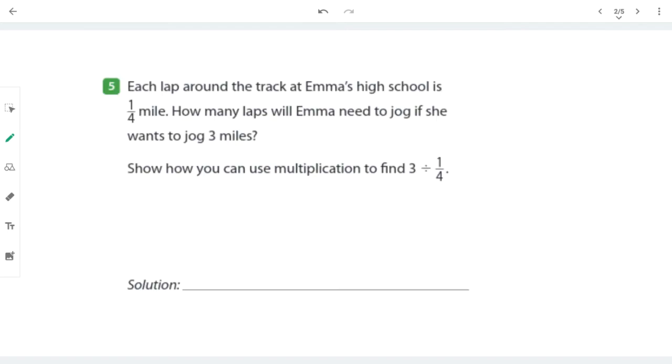Let's begin with one of our problems. It says each lap around the track at Emma's high school is 1/4 of a mile. How many laps will Emma need to jog if she wants to jog 3 miles? Show how you can use multiplication to find 3 divided by 1/4. Let's start off with what we know.